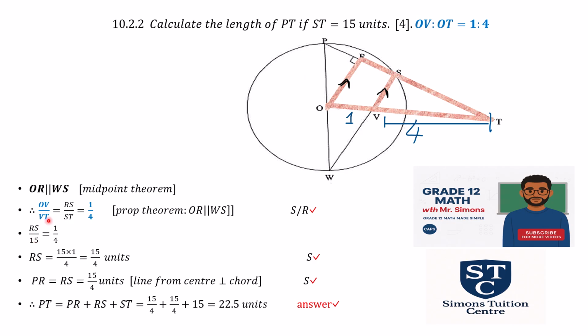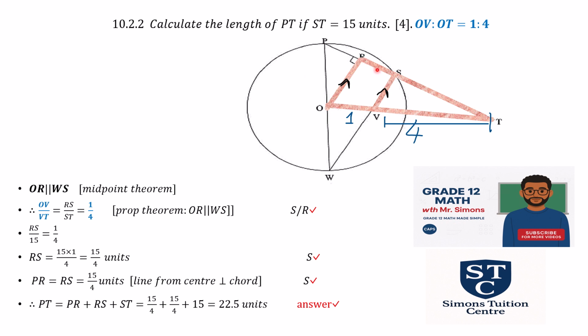Right? So now they've given us that ST equal 15 units. So RS, I'm looking for RS, that piece there. So ST is 15. So RS over 15 equal 1/4. 15 times 1 gives me 15, right, over 4. So 15 times 1/4, I might just leave it as 15/4. If you want to, let's see, 3 would give me 12. So 3,75 if you want to write it like that. Alright.